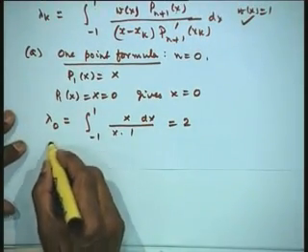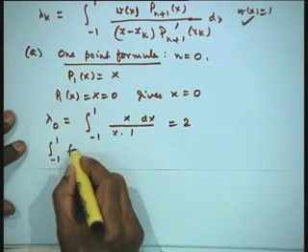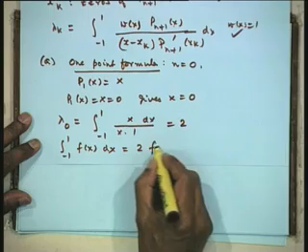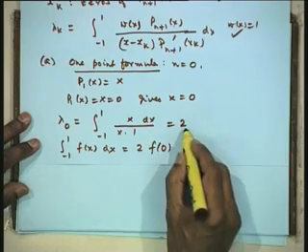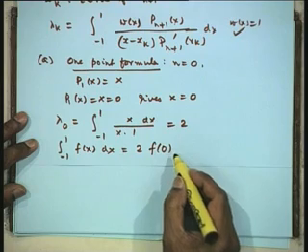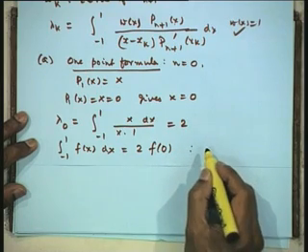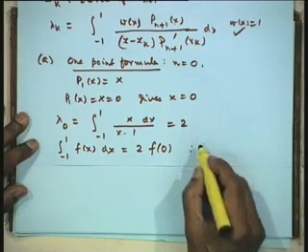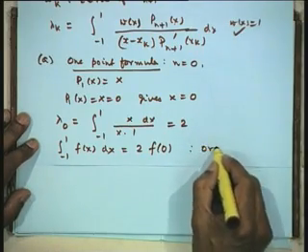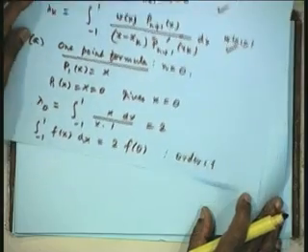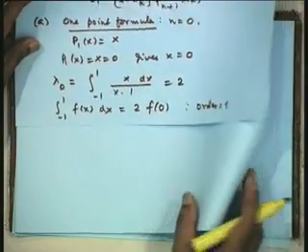Therefore, we have derived the formula integral minus 1 to 1 f x dx is equal to 2 times f of 0. Lambda 0 is 2, x is equal to 0, therefore 2 times f of 0. And what is the order of the formula? That is 2 n plus 1, that is 2 into 0 plus 1, therefore order is 1. So, this is the one point formula.